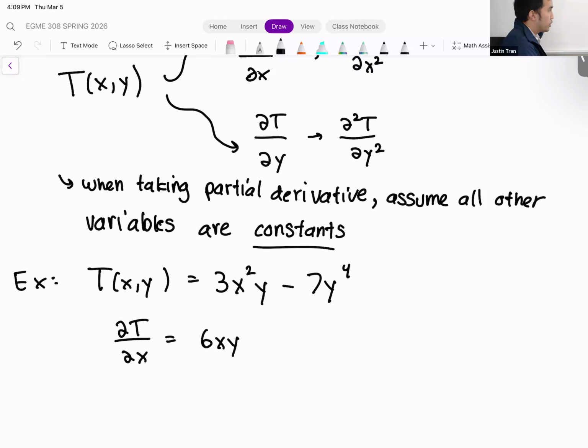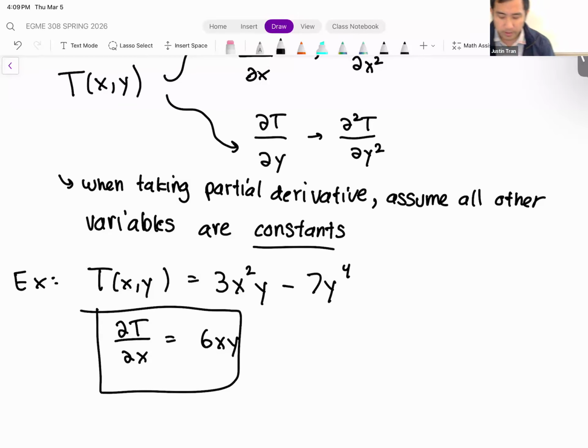And then the second term in the expression, minus 7y to the fourth, there's no x here. And so, when we take the derivative of that, we end up with 0, because that portion of our field does not depend on x. And so the partial derivative with respect to x of this is just 6xy.